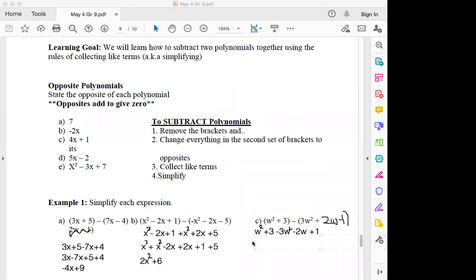Okay, and then we can put them together. So w squared minus 3w squared minus 2w, there's nothing that goes with that one, and then our numbers at the end. So this becomes negative 2w squared minus 2w plus 4. Hopefully that makes sense to you.